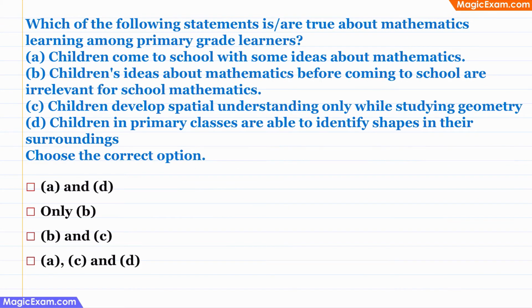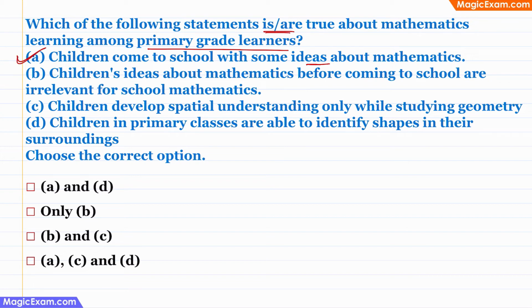Which of the following statements is or are true about mathematics learning among primary grade learners? Now, the first statement says children come to school with some ideas about mathematics. This is true because even when they start kindergarten, children do have some idea about some numbers. They know that if they have more chocolates than somebody else or less chocolates than somebody else, so they have some idea about mathematics. Right? So this is a correct statement.